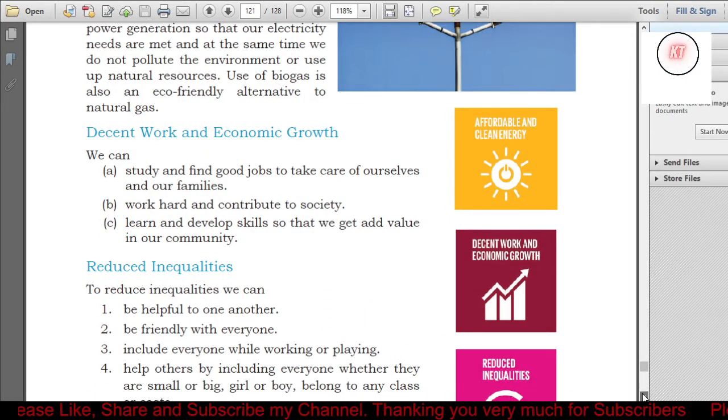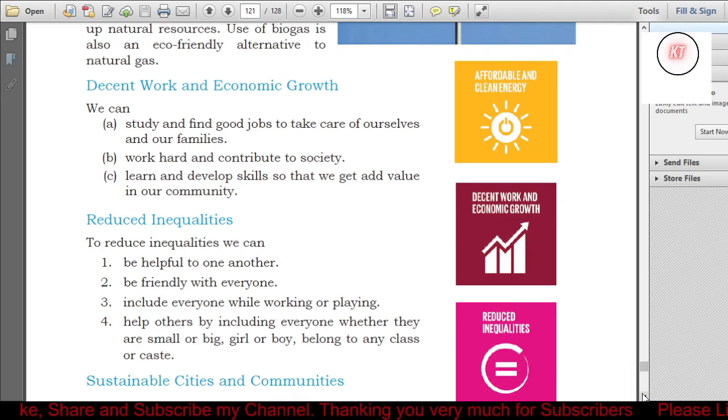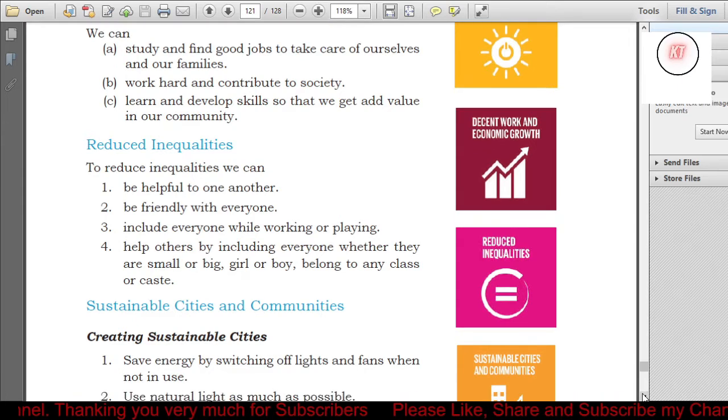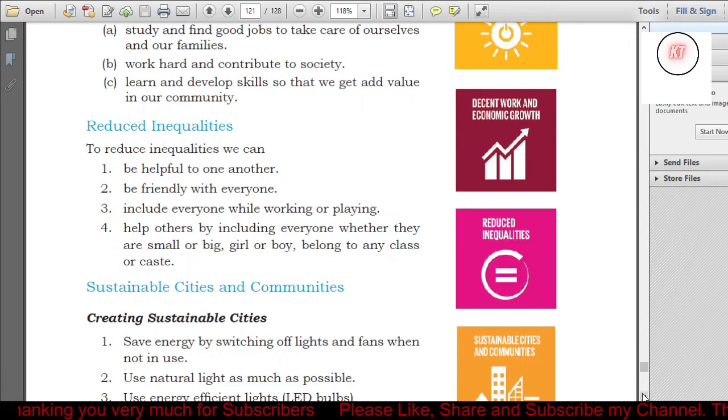Decent work and economic growth. We can study, find good jobs to take care of ourselves and our families, work hard and contribute to society, and learn and develop skills so that we add value in our community. Reduce inequalities. To reduce inequalities, we can be helpful to one another, be friendly with everyone, include everyone while working or playing, and help others by including everyone, whether they are small or big, girl or boy, or belong to any class or caste.